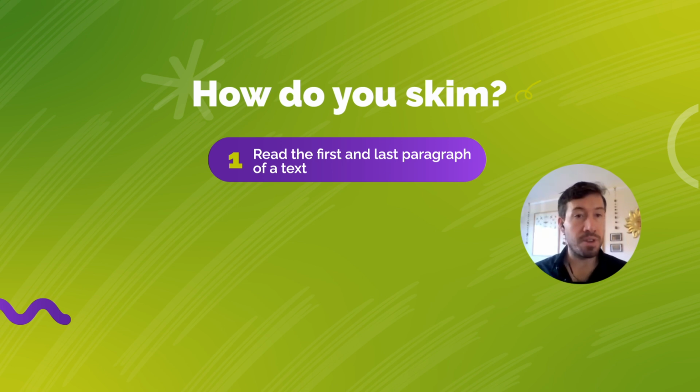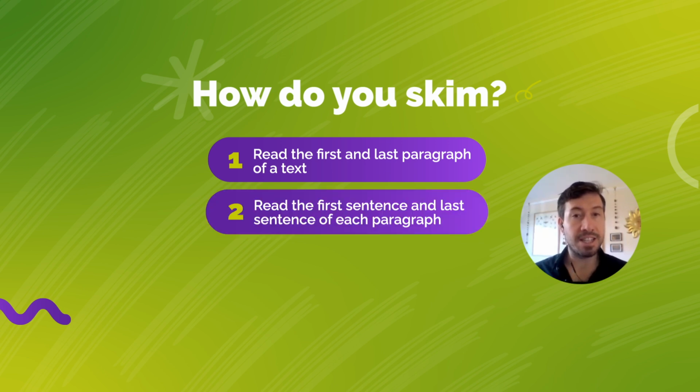Then you read the first sentence and last sentence of each paragraph. Again, in academic writing, most of the important information of a paragraph is contained in the first sentence. What I mean is the first sentence will introduce the main idea of that paragraph. So by reading the first sentence in each paragraph, you get an idea of what the main idea in each paragraph is. And the last sentence as well can also help you to get a bigger picture of what's contained in each paragraph.